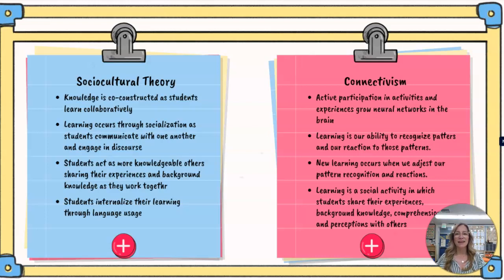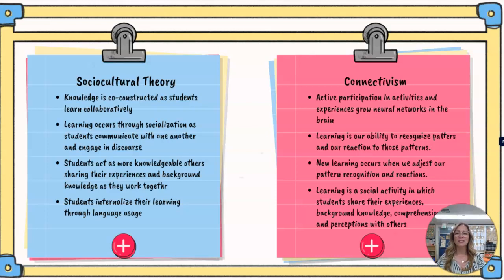Connectivism asserts that, as students engage in the previously described activities, physical connections or neural networks in the brain grow and develop. The brain becomes trained to recognize patterns, and these patterns elicit responses by us to our environment. Our knowing is the ability to recognize the patterns we react to. New learning occurs as students make adjustments to the recognition of patterns and reactions.